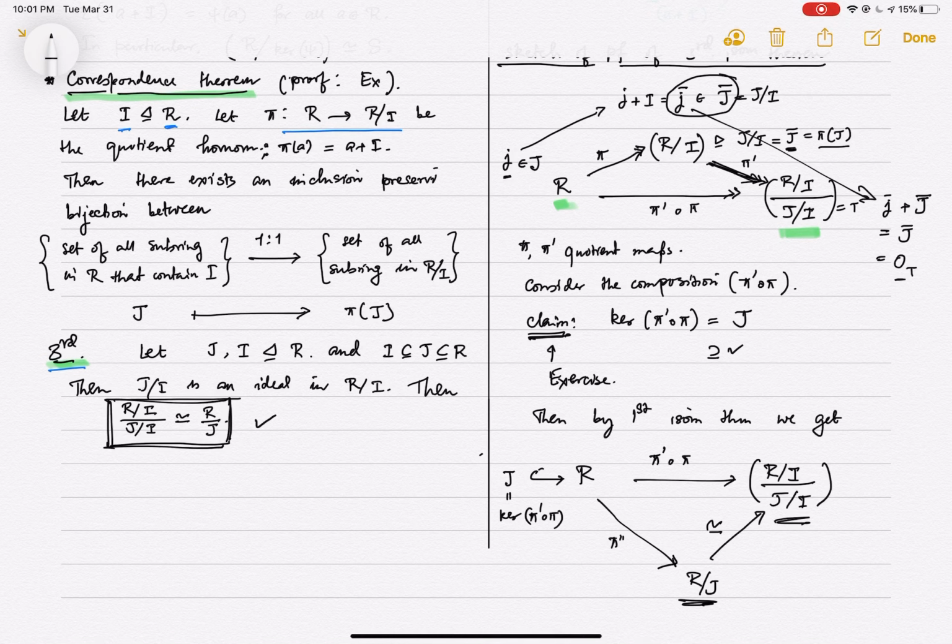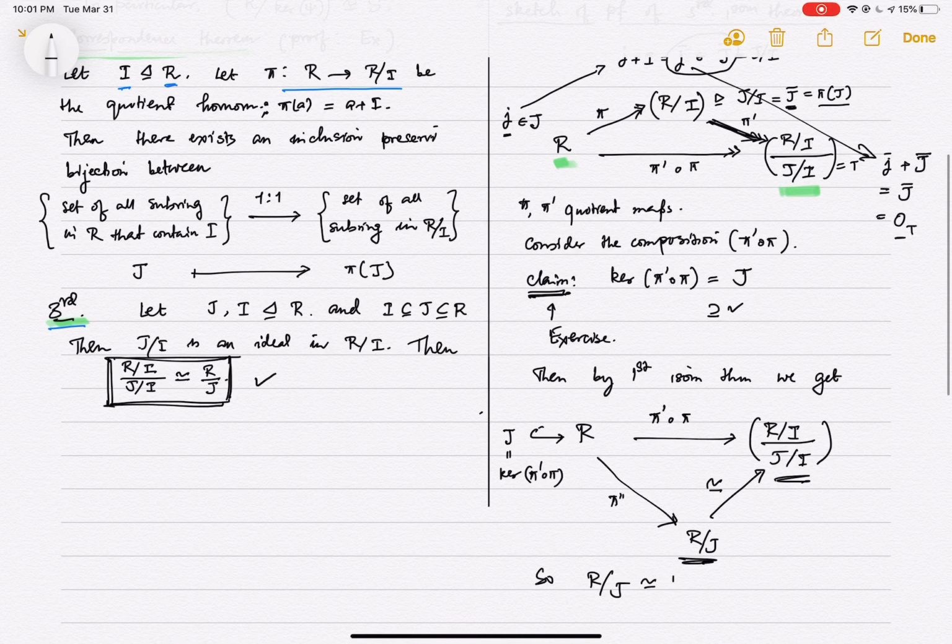Okay. So next time we'll talk about prime ideals and maximal ideals.